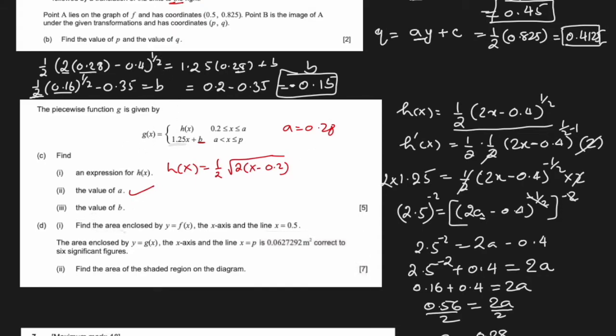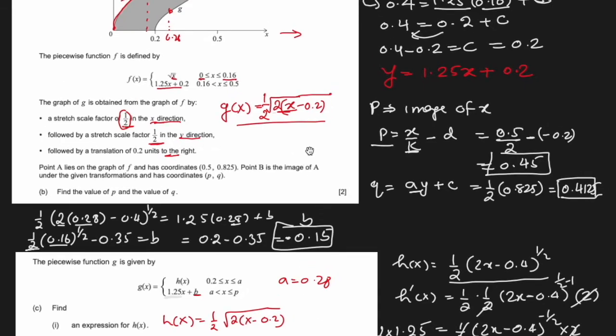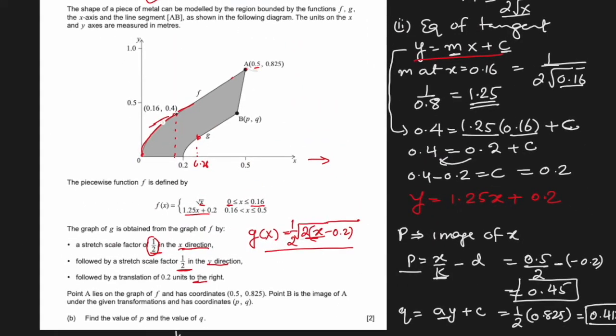They're asking to find the area enclosed by fx, the x-axis, and the line 0.5. So fx is this one. X-axis is this one, and 0.5 is this one. This area they're asking, the whole area, the shaded one and this white one together will be the one. So basically we'll find the area under this curve. Let's do this one in two parts. This is a trapezoid. Can you see here? It is a trapezoid. So let's find the area of this trapezoid first.